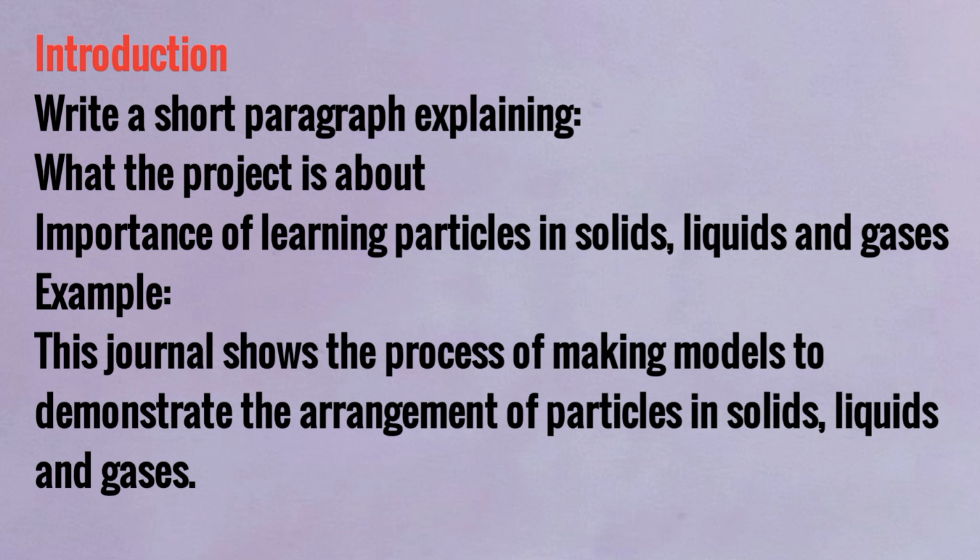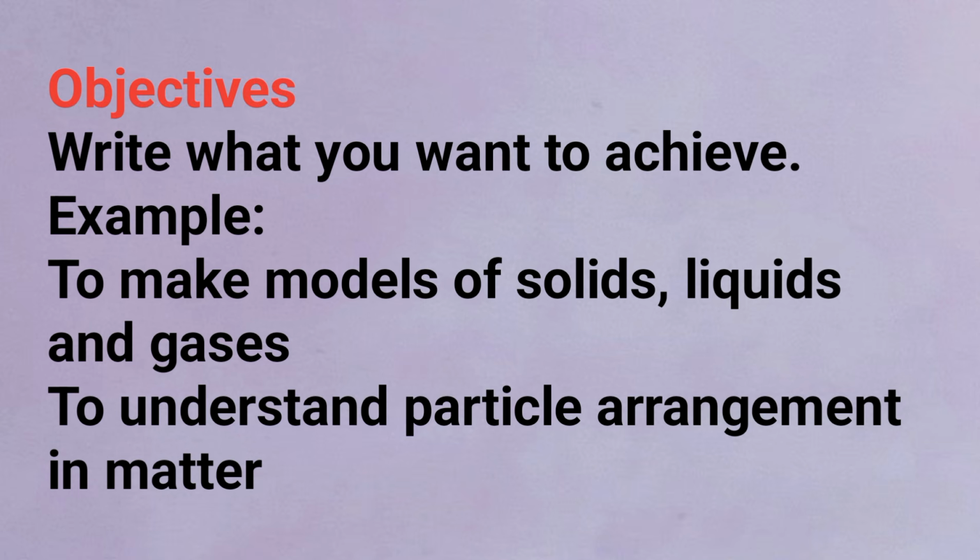For example, you can have something like this on that introduction part. This journal shows the process of making models to demonstrate the arrangement of particles in solids, liquids, and gases. So that is the information that the learners will write under the introduction page in their assessment journal. After that, let them now create the objectives, and objectives is on another page. We said it can be on page 2.